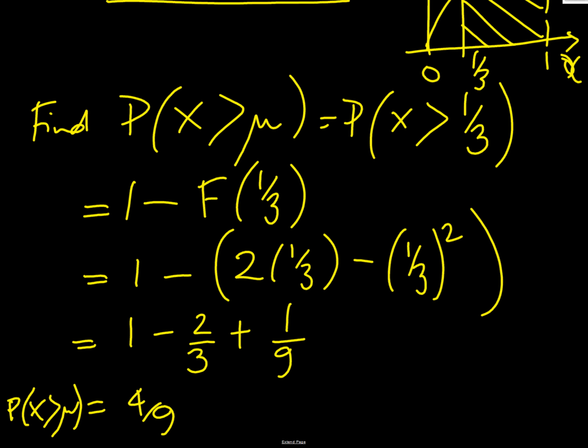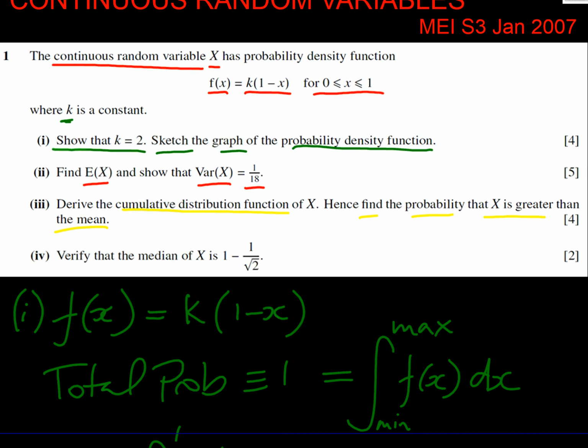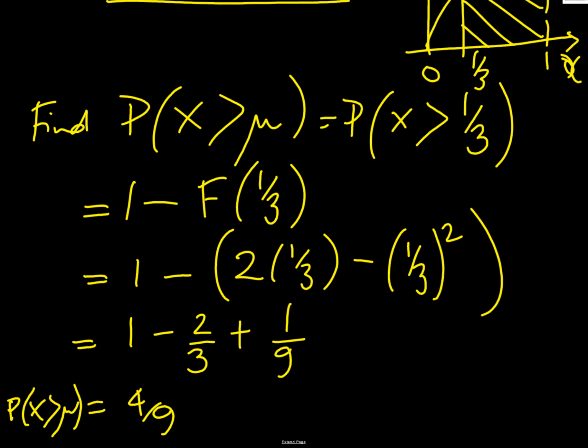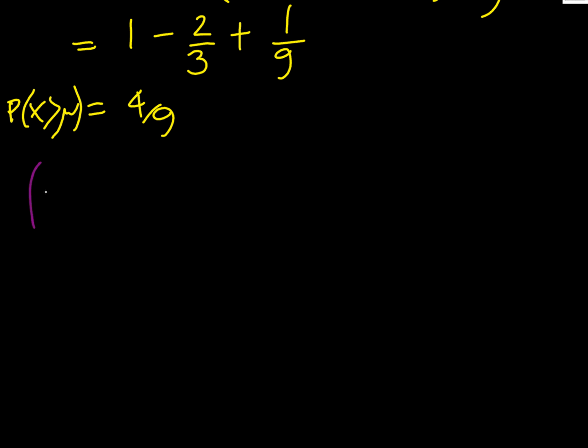Okay, let's carry on then. We're nearly finished on this one. We've got quite a few marks here. And what's our final bit of this? Let's do it in purple. Verify that the median of x is that value there, 1 minus 1 over root 2. So how are we going to find our median? That's our final part. I can't remember what the number is. Is it 4 or 5? Correction, 4.